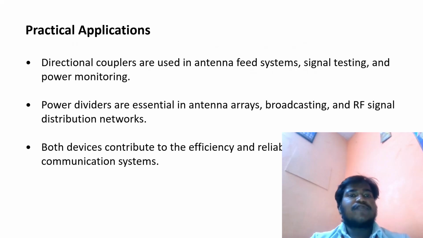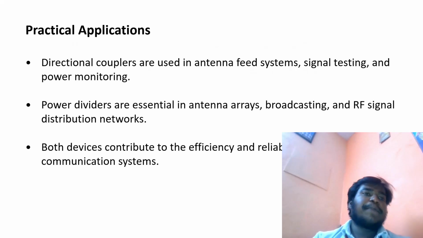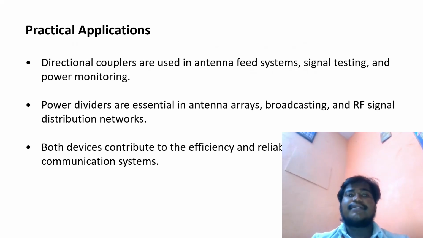Practical applications of directional couplers and power dividers. Directional couplers are used in antenna feed systems, signal testing, and power monitoring. Power dividers are essential in antenna arrays, broadcasting, and radio frequency signal distribution networks. Both devices contribute to the efficiency and reliability of modern communication systems. These are the practical applications of directional couplers and power dividers.